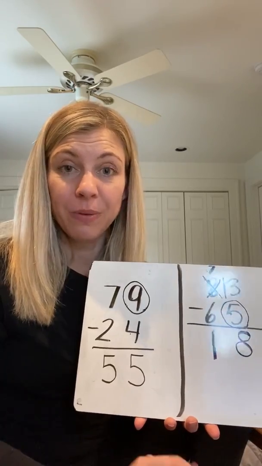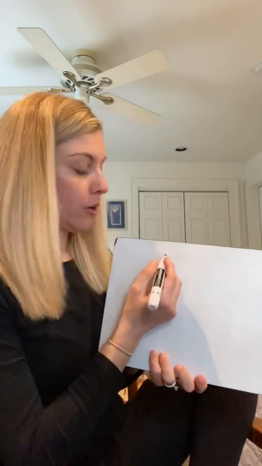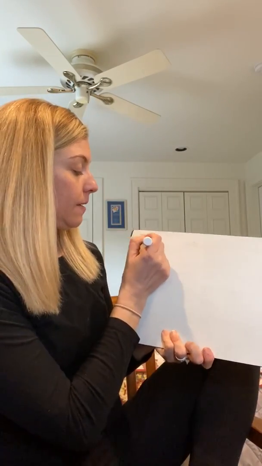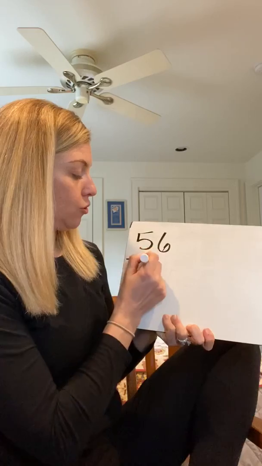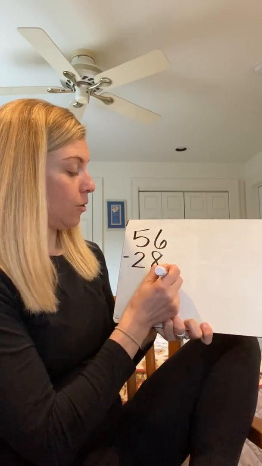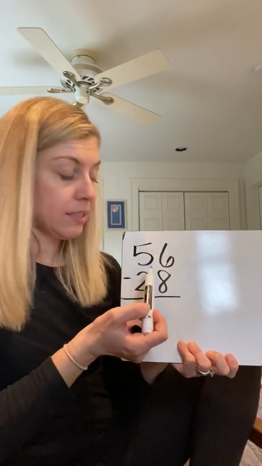Okay, go ahead and go get your piece of paper and your pencil, and I'm going to give you 3 to practice at home on your own, and then we will go over them together. All right, your first one that you are going to write down is 56 take away 28. Remember, when we subtract, the bigger of the 2 numbers has to be on the top.